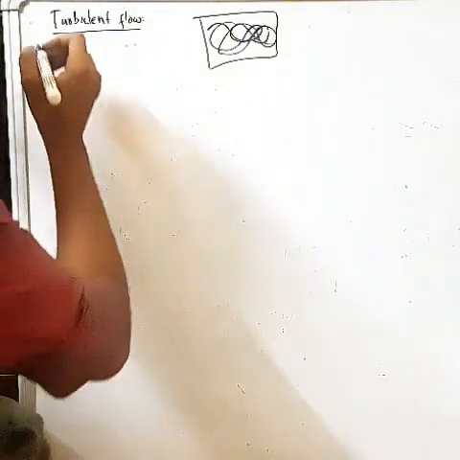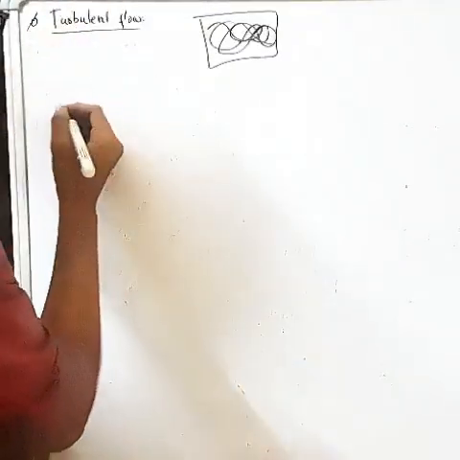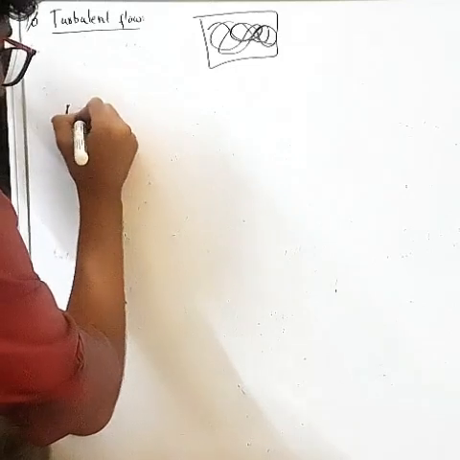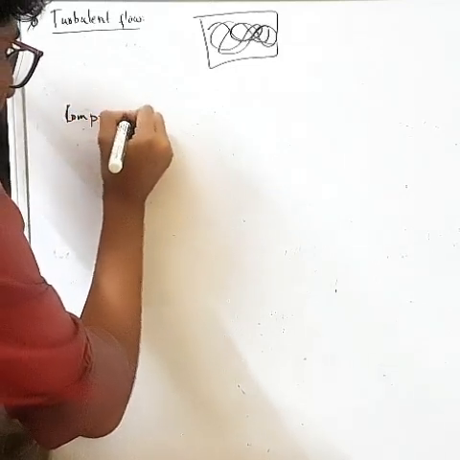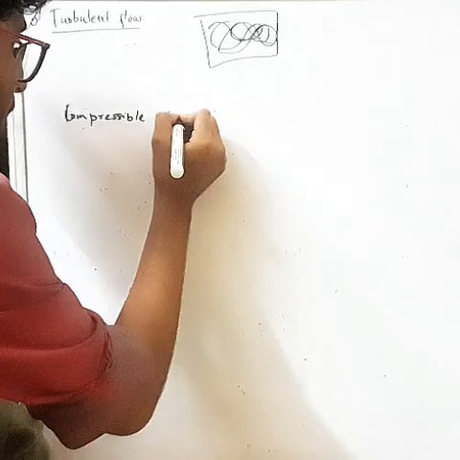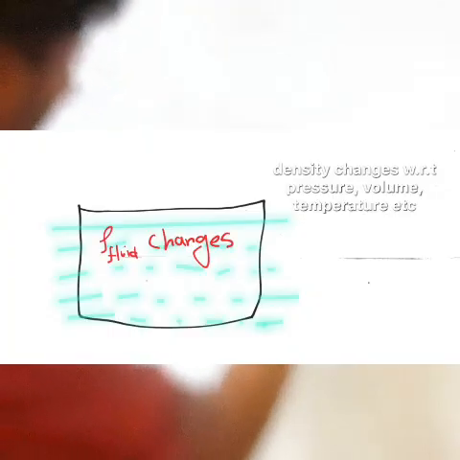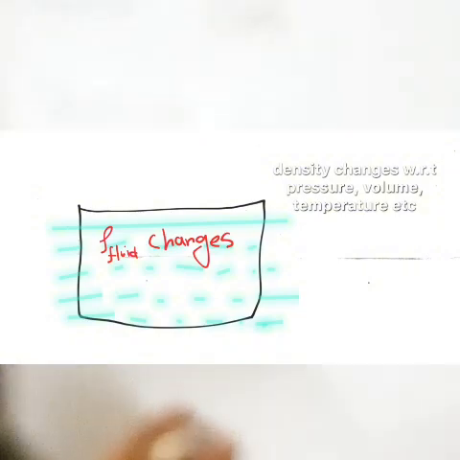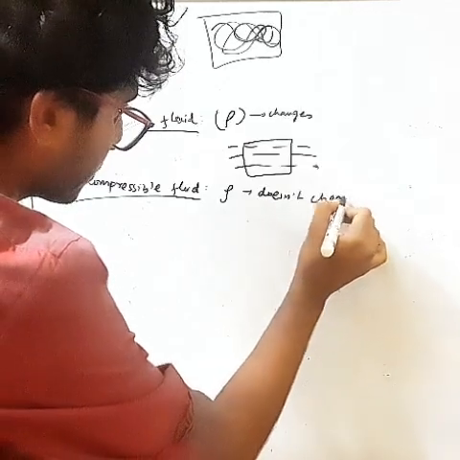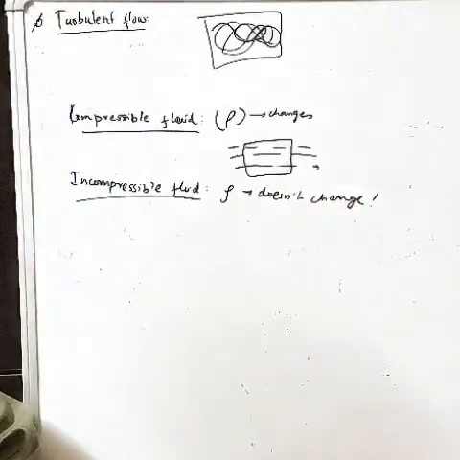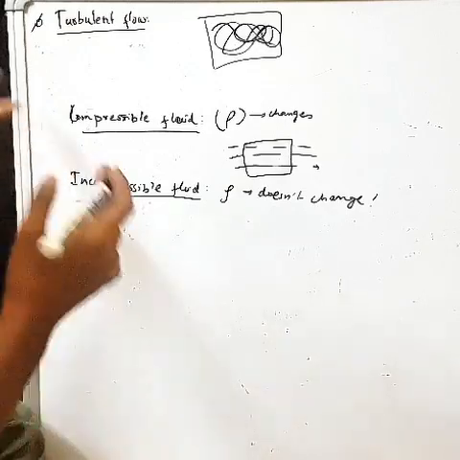Pretty much it. After this we get to the last part of this video, which is compressible fluid or flow. Here the fluid which is flowing through here, compressible fluid means the density changes. We can change the density. Yeah, that's it. That's what you all need to know.